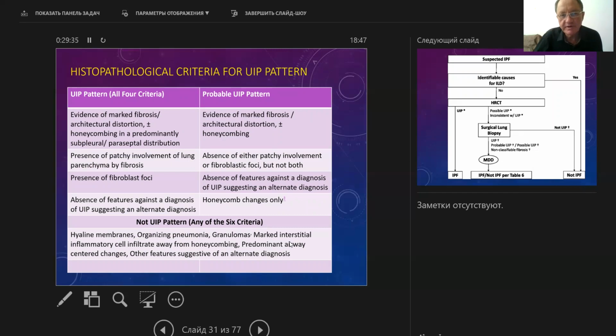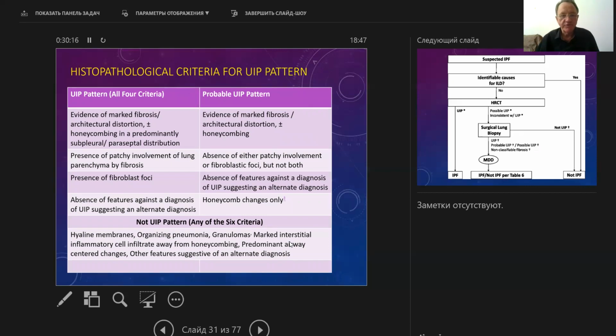So, histopathological criteria, but I would like to stress, it's not for all patients. If, for example, we can't find the pattern of usual interstitial pneumonia on high resolution CT scan, we can recommend a lung biopsy. In other cases, we must make the diagnosis after high resolution CT scan when we obtain the pattern of usual interstitial pneumonia.